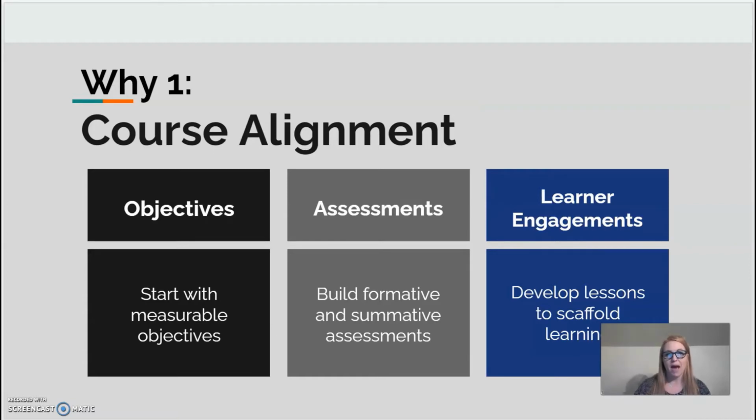So if we follow the backwards design approach of first starting with our measurable objectives and then building formative and summative assessments from those objectives, we can really develop lessons to scaffold learning that will meet those objectives. So if you move in the backwards design process, your course is going to be better aligned. So this brings us to the why number 2 for having an assessment plan, and that is that this gives you a clear path to mastery.